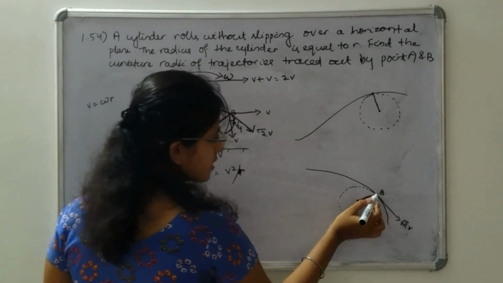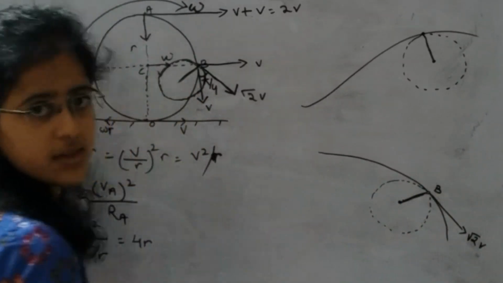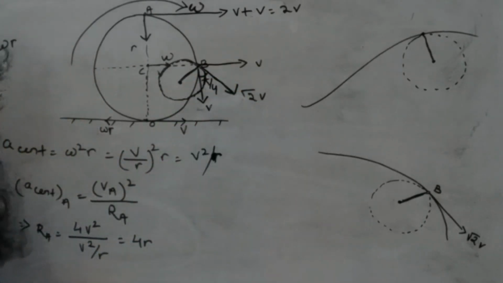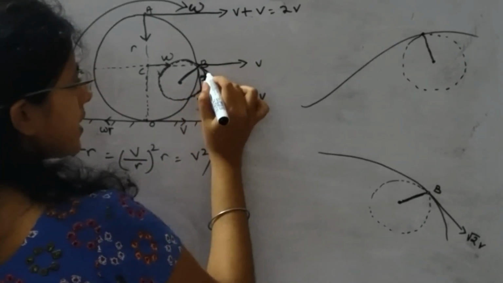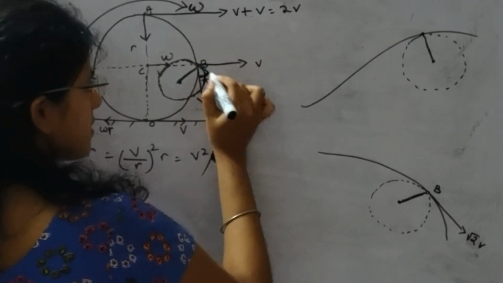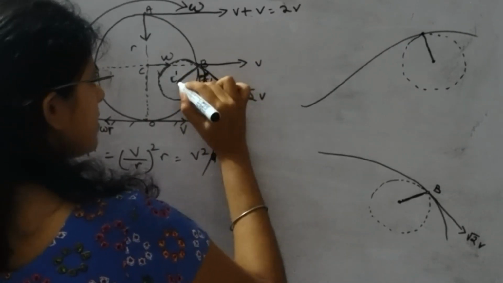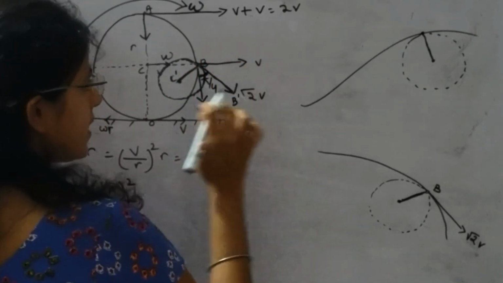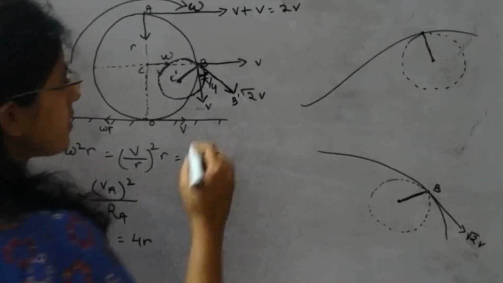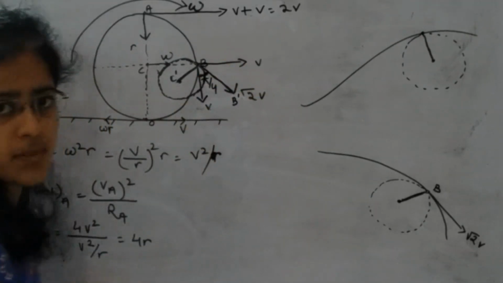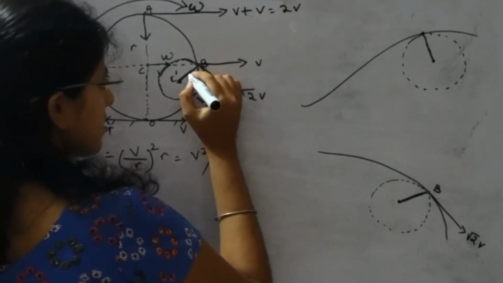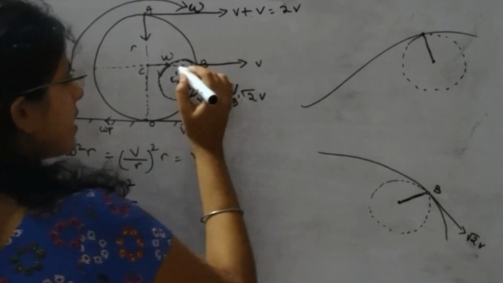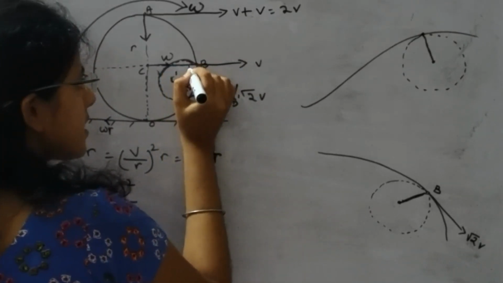Okay? So the centripetal acceleration is perpendicular to this velocity. That means perpendicular to this velocity. This angle is 45 degrees. That means if this is called C dash and this is called B dash, then C dash B dash is 90 degrees, and this angle is 45 degrees. That means this angle is how much? 45 degrees. As this angle is 45 degrees, this angle is also 45 degrees.